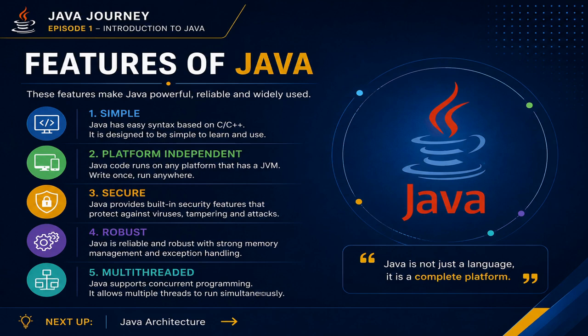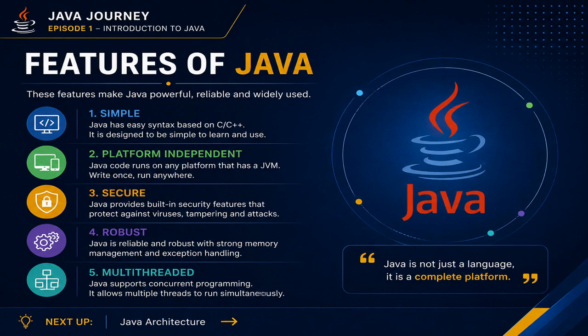System.out.println. Java removes many complicated concepts found in older languages, which makes learning and writing programs much easier. This is one reason many beginners start programming with Java. Even if you are completely new to coding, Java helps you build strong fundamentals. The second feature is platform independence. This is one of Java's biggest strengths.